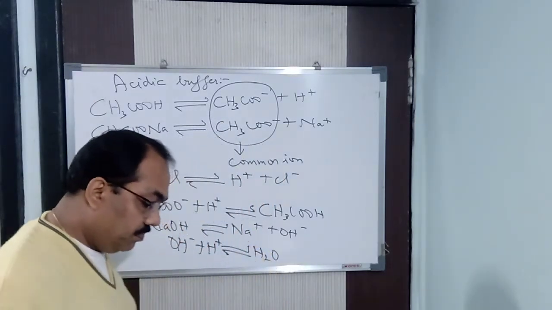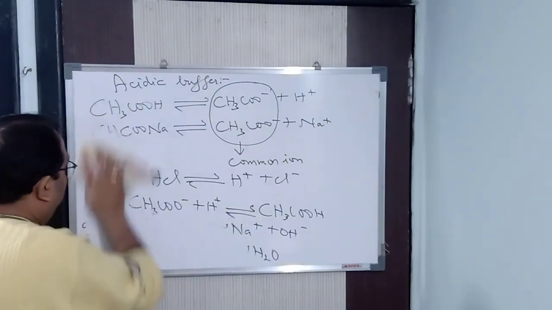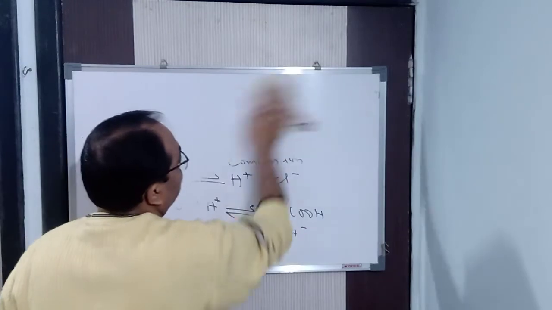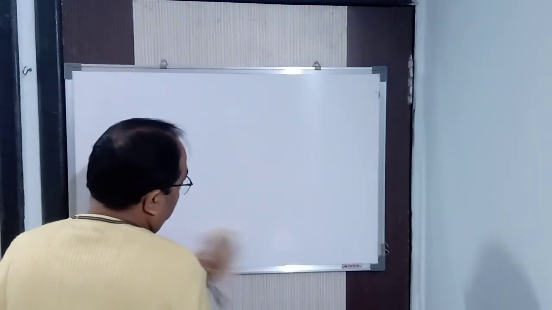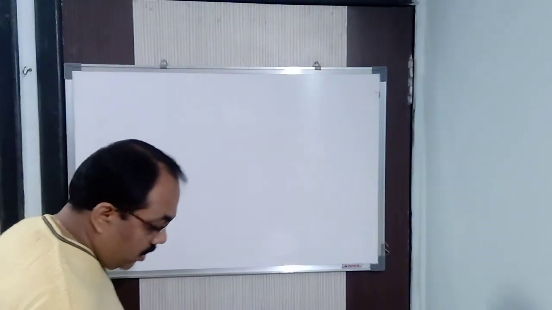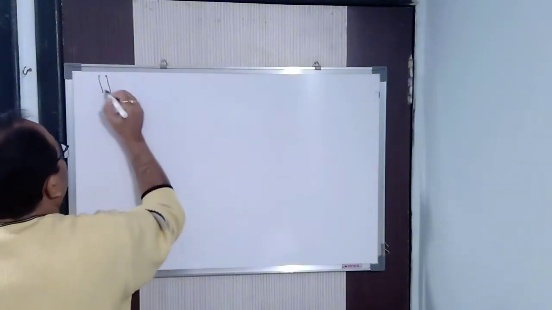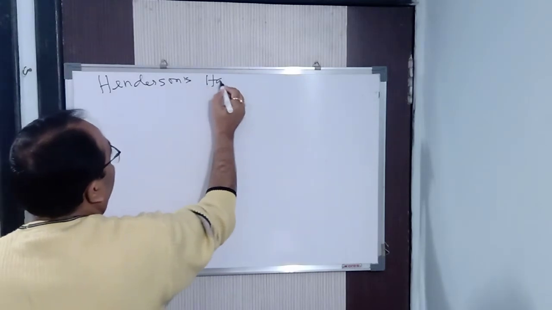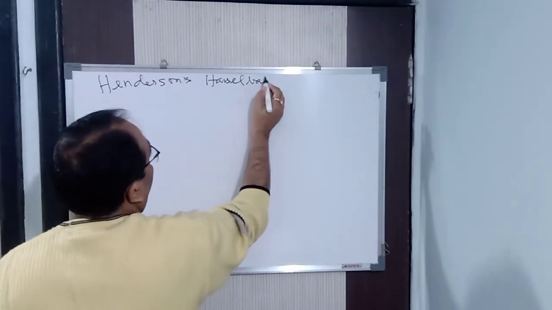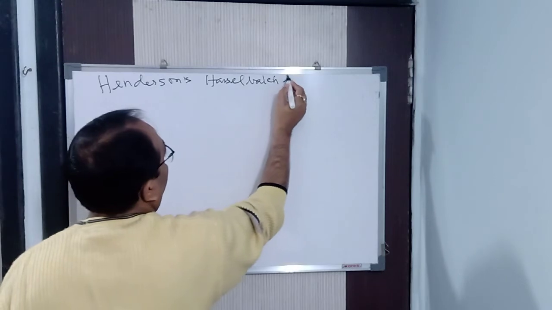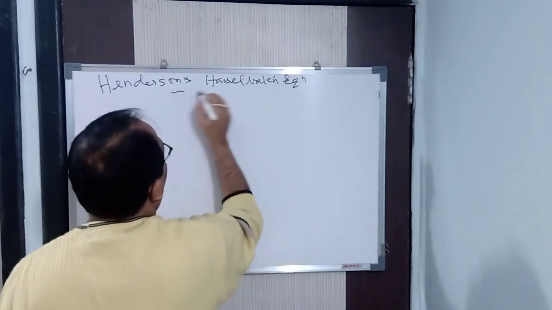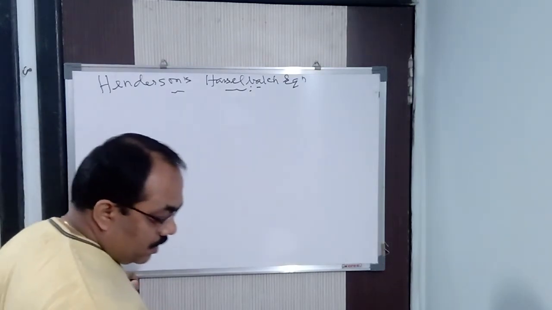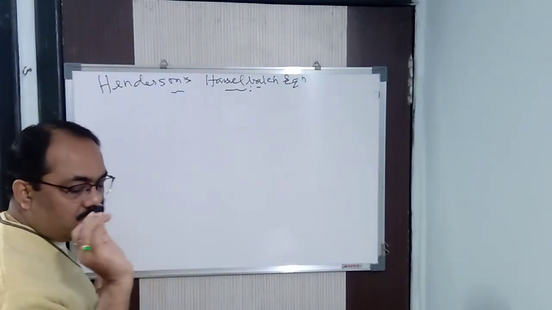Now we will calculate the pH of the buffer solution. What I am going to tell you now is the Henderson-Hasselbalch equation, or we also call it Henderson's equation, no problem. So what is the Henderson-Hasselbalch equation? Well, first let us see it for an acidic buffer.